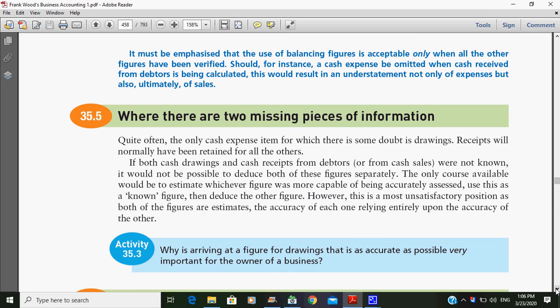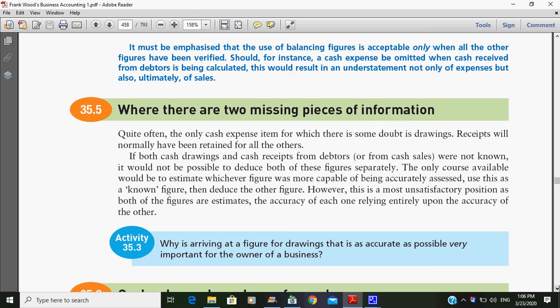Where there are two missing figures, quite often the only cash expense item for which there is some doubt is drawings. Receipts will normally have been retained for all the others, right? If both cash drawings and cash receipts from debtors were not known, it would not be possible to deduce both of these figures separately.